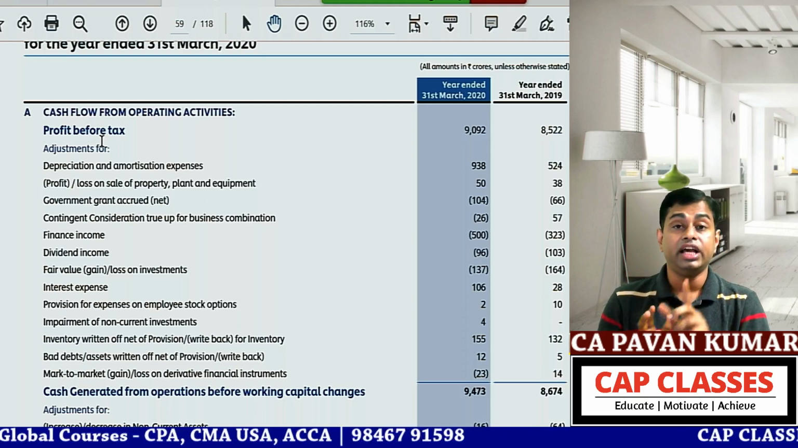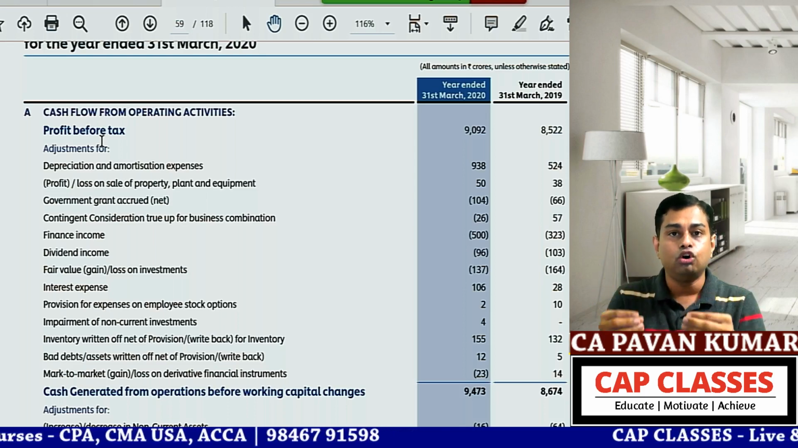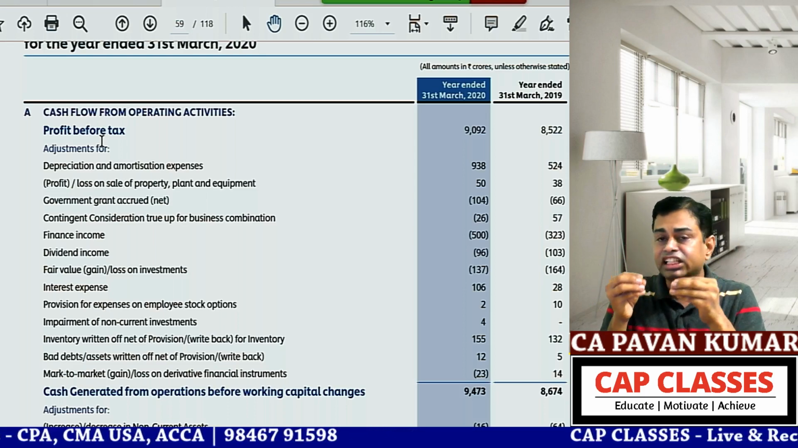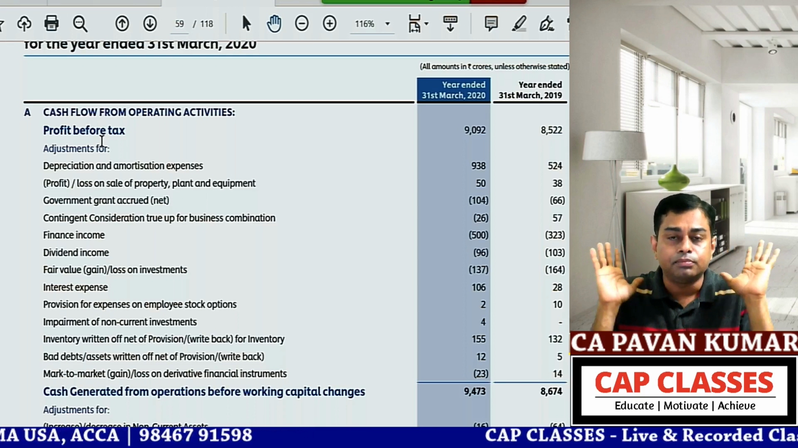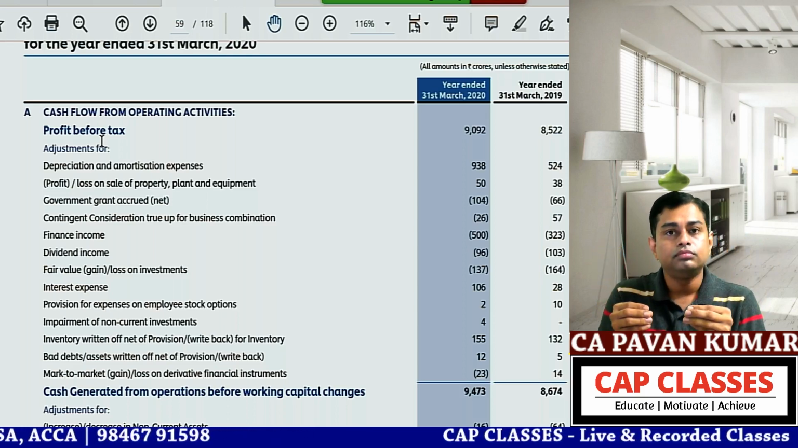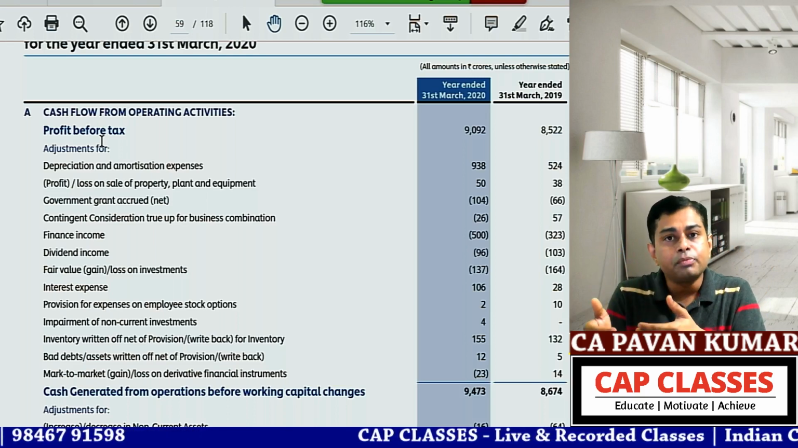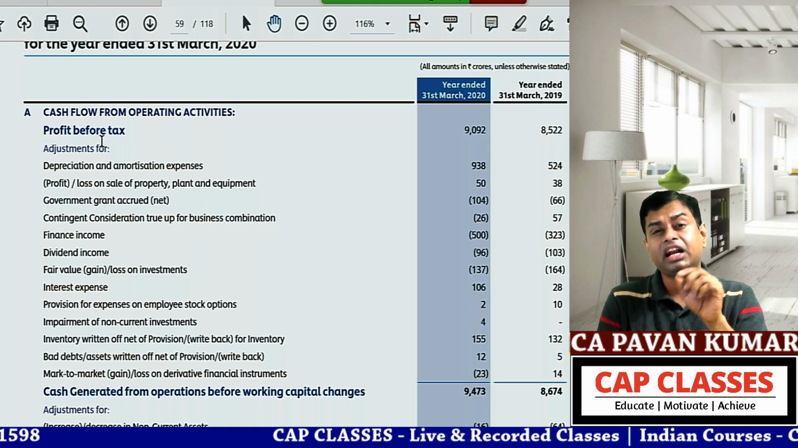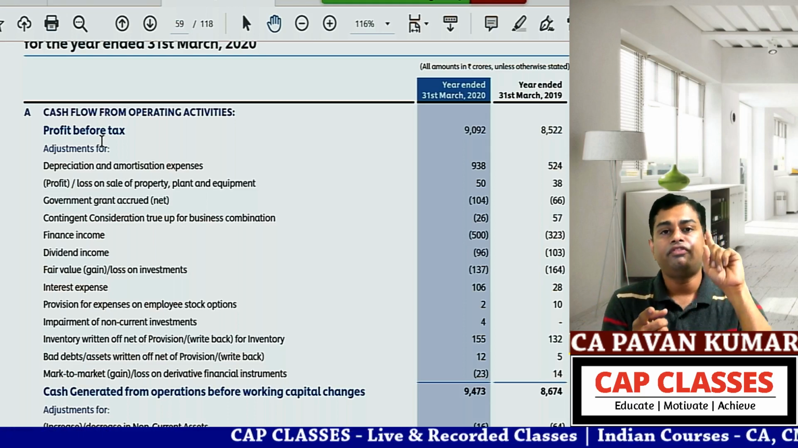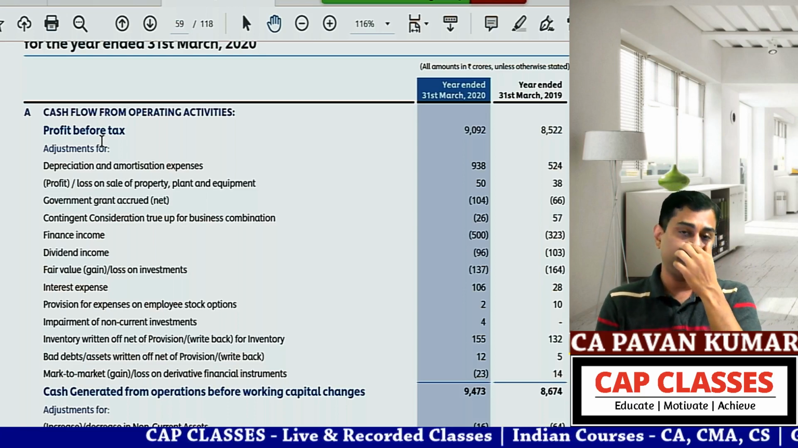Which method? Direct method. What is the direct method? Cash inflow XXX minus cash outflow XXX, net cash flow XXX. Done. Cash inflow minus cash outflow, cash receipt minus cash payment, net cash. That's all. This is called the direct method. So for investing activities and financing activities, only the direct method.